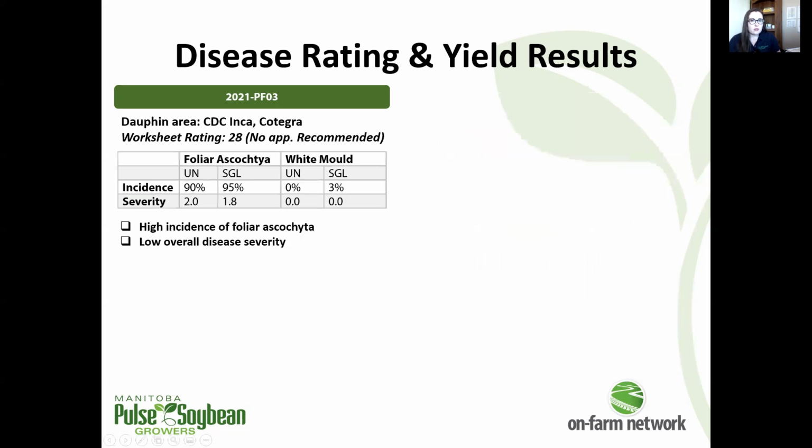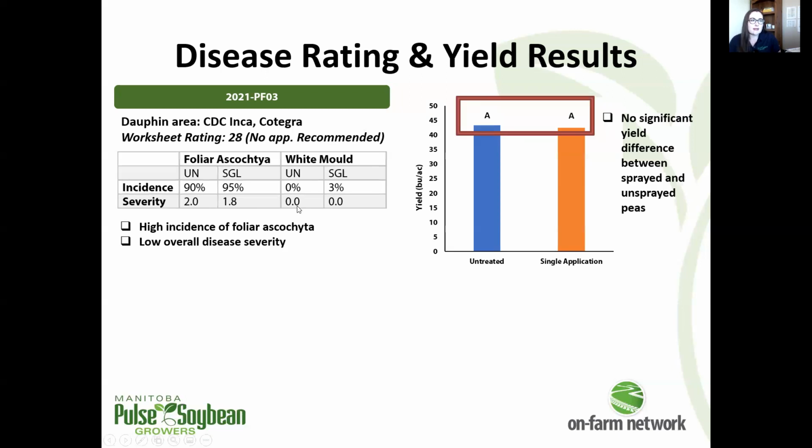So our next trial was in the Dauphin area, and we had a very similar story here. No application recommended using the worksheet. While we had a bit of a higher incidence of disease here in terms of Mycosphaerella or Ascochyta pressure, it was at relatively low severity, right? So that translates to pretty low to maybe moderate disease overall, but pretty low in terms of severity. And no surprise again that we're not seeing a significant yield difference between our sprayed and unsprayed peas.